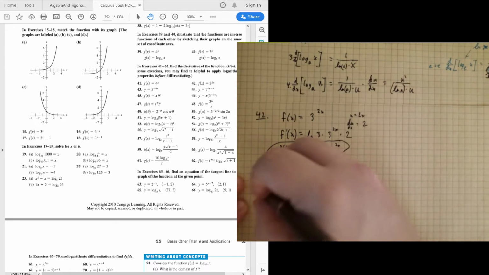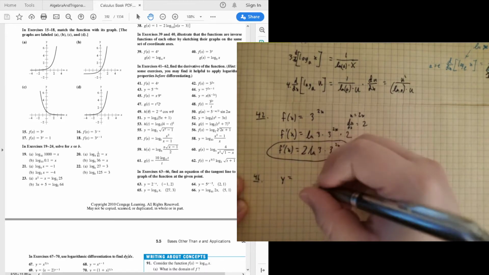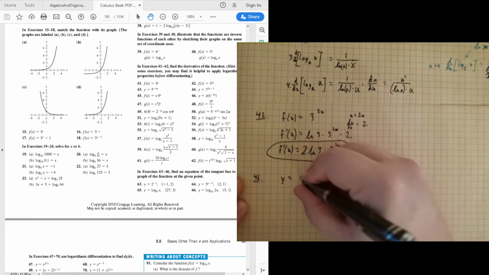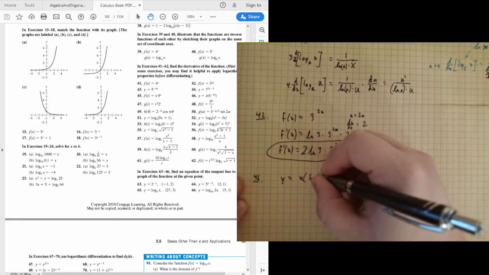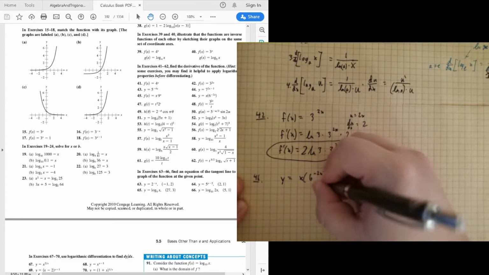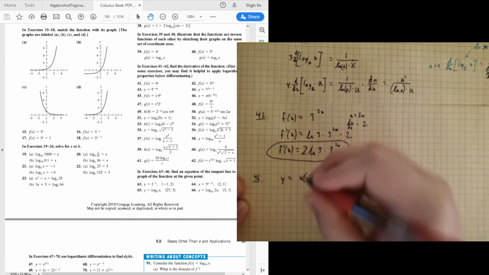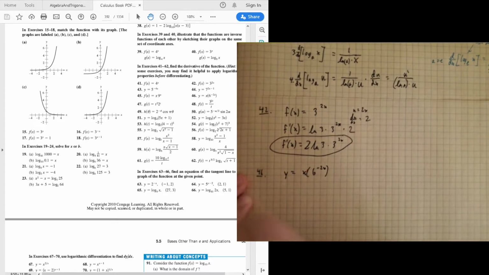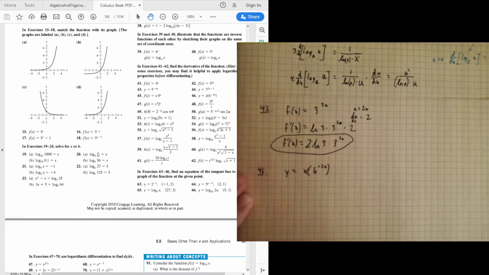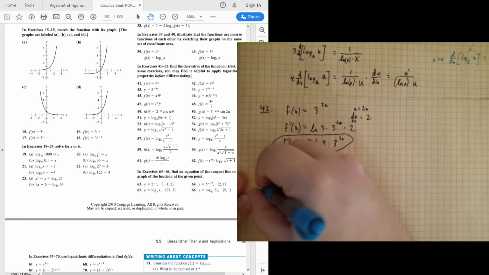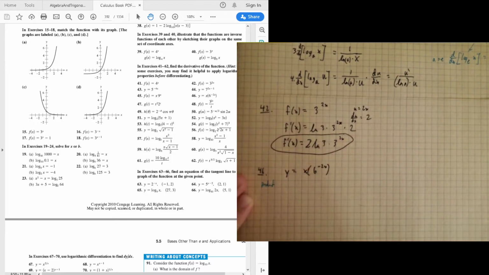So 46, we have y equals x times 6 to the negative 2x power. Okay, I see my problem. I have multiplication. Multiplication in the problem indicates to me I'm supposed to use the product rule, so that's exactly what I'm going to do. I'm going to take this function and apply the product rule to find the derivative.